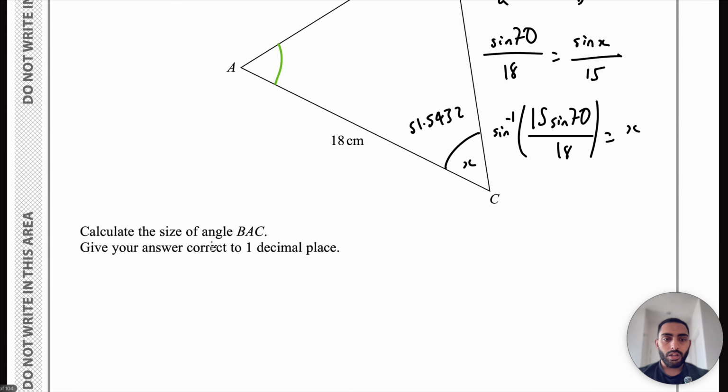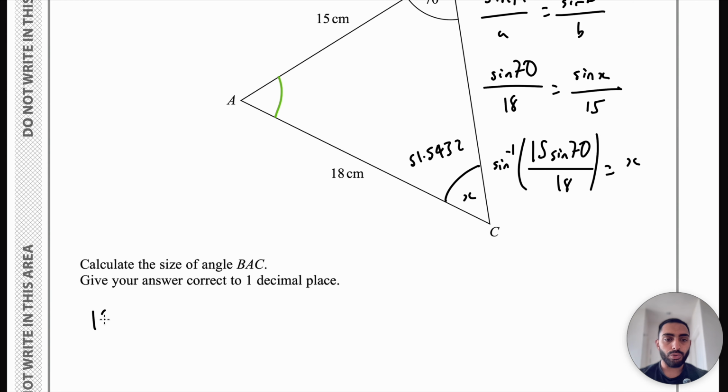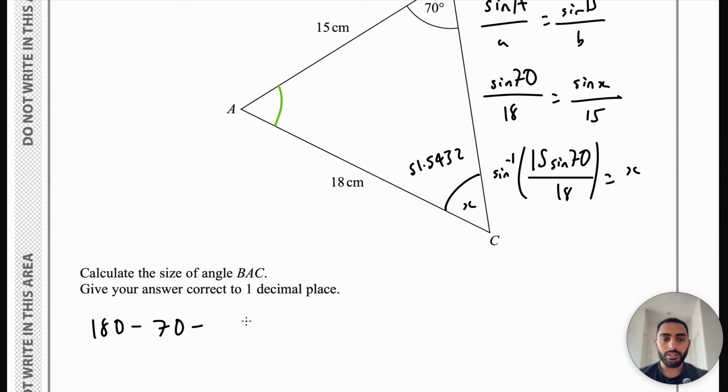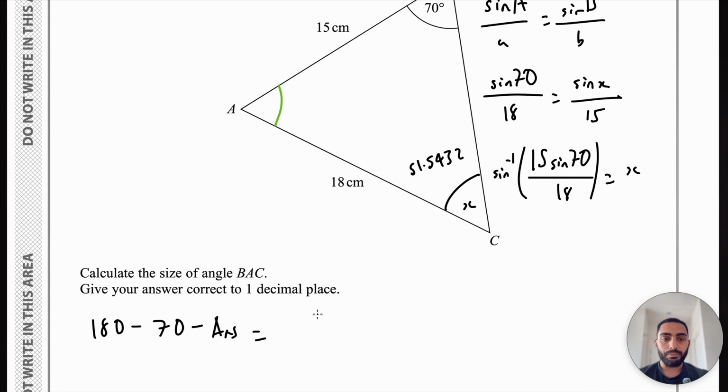So X is 51.5432. I want to find out this angle, so I need to use my angles in a triangle fact. All of these will add up to 180. So I just need to do 180, take away 70, take away my previous answer. That will give me the angle that I'm trying to find. So 180 minus 70 minus my previous answer, which is 58.4568.